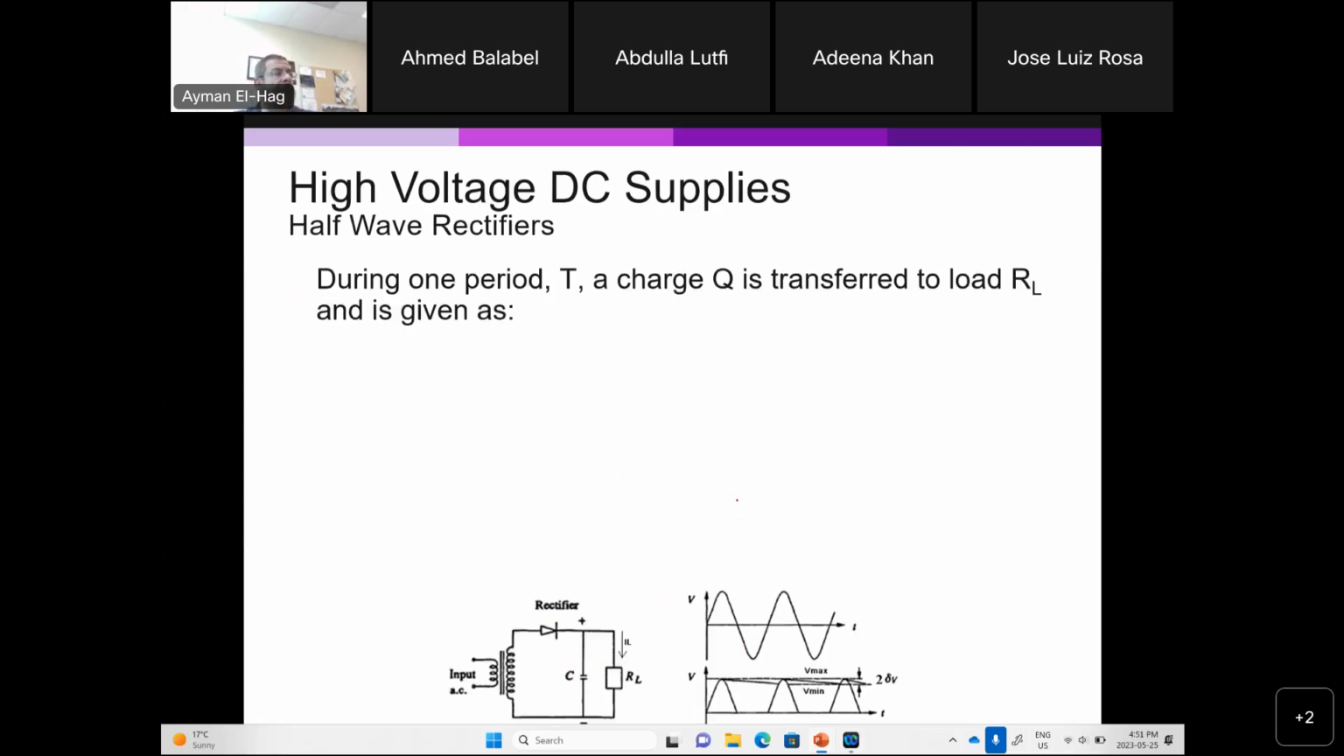So now during one period of T, we want to find the charge Q. We know that the current I is equal to dQ by dt, the rate of change of that charge. So the Q basically is the integration of I dt. So if we have a load, we want to find how much charge is transferred to the load. So the Q is basically the integration of the current.